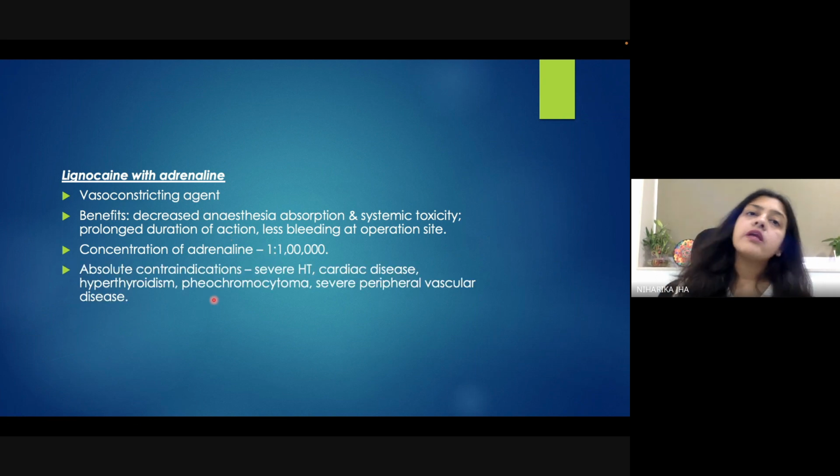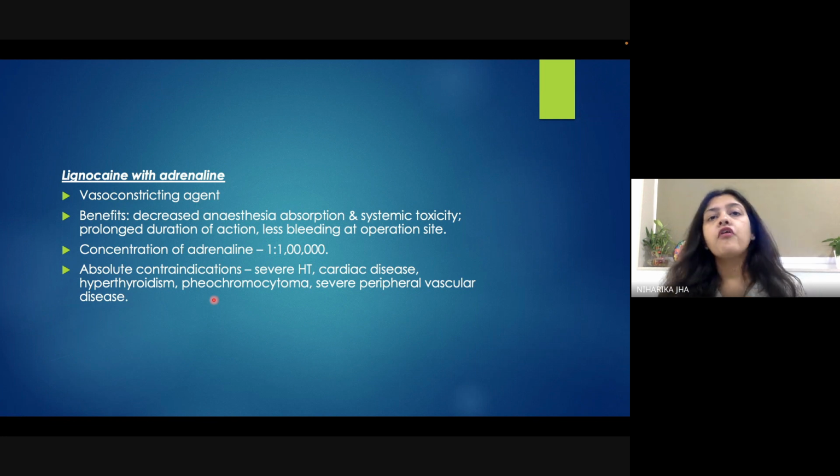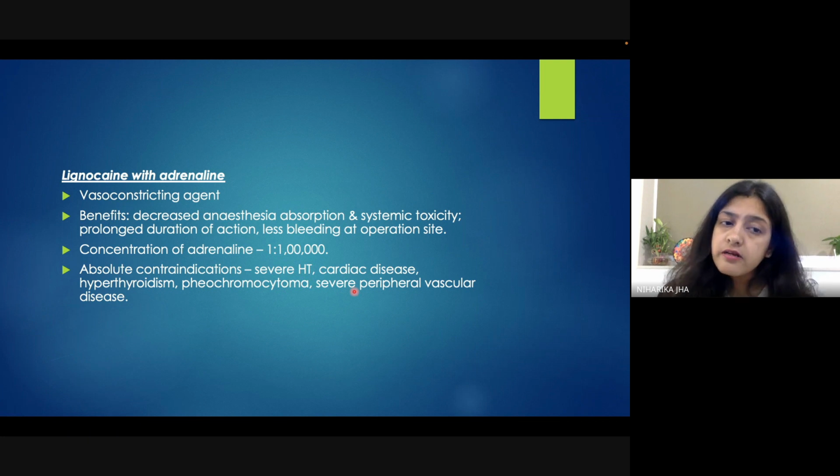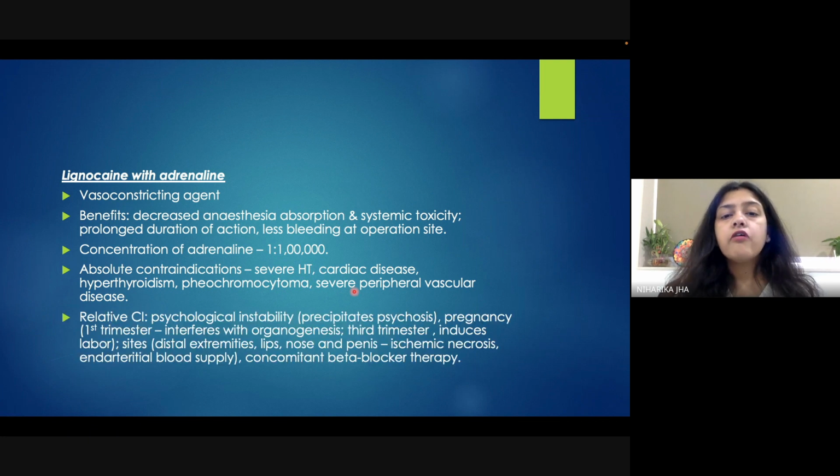But it is associated with certain contraindications. Few of them are absolute contraindications and some of them are relative contraindications. Absolute contraindications include severe hypertension, those patients who are having severe hypertension or cardiac diseases, or pheochromocytoma, or those patients who are having severe peripheral vascular diseases. There are certain relative contraindications as well, out of which most important is the site.